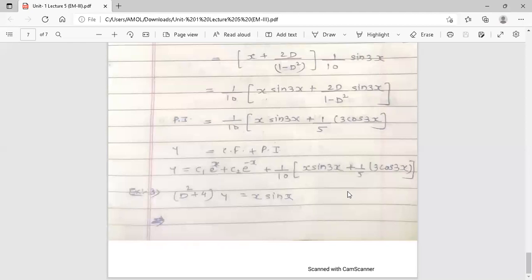In the next lecture we are going to discuss the method of variation of parameters, which is used to find the particular integral. This is the third method to find the particular integral.